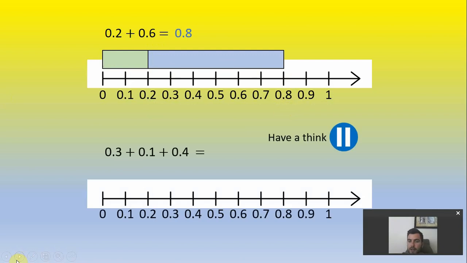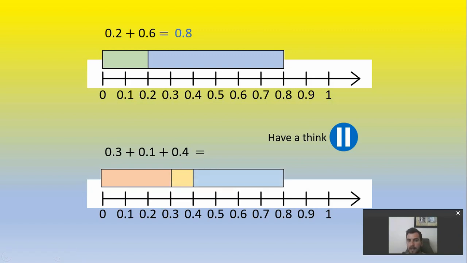So now I'd like you to have a go. Your sentence is 0.3 add 0.1 add 0.4. Using your bar model, you can visually picture this on the number line. What is the answer? Pause the video now and have a go. Okay, welcome back. Let's see how we got on. So we've got 0.3, add 0.1, add 0.4 gives us 0.8 or 8 tenths as an answer.